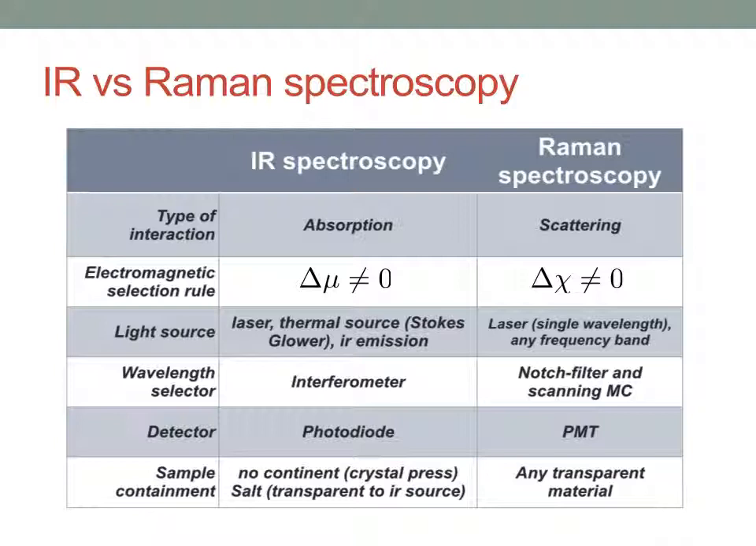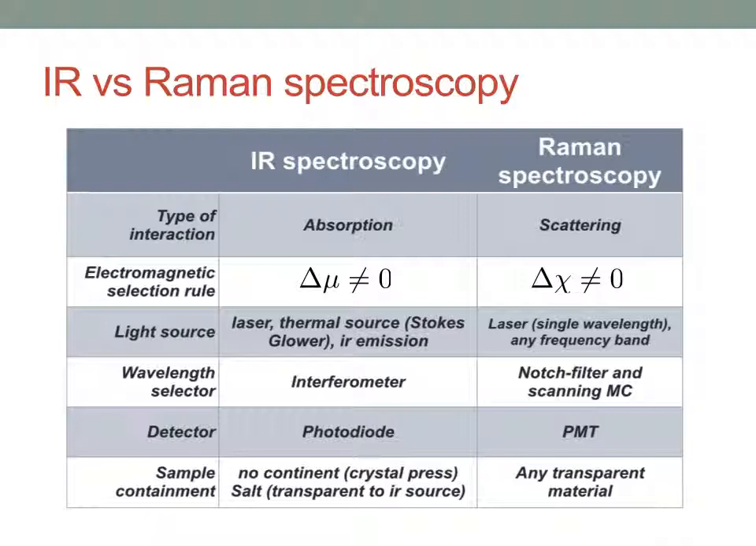My detector for an infrared is a photodiode. Photodiodes work very, very quickly. I can collect a lot of information very, very quickly. However, a PMT gives me the low-level signal that I require for my Raman technique. So Raman always uses a PMT.